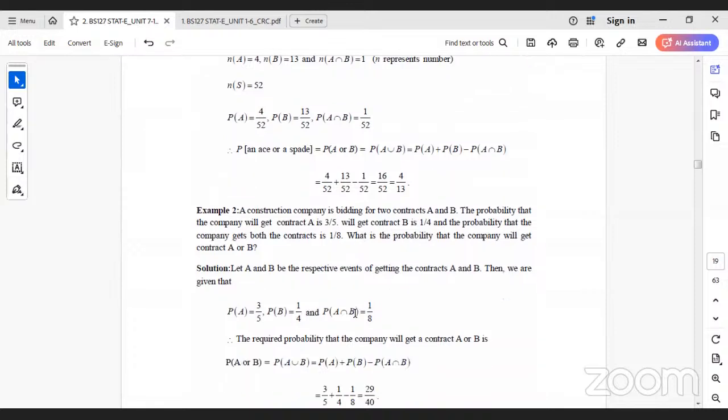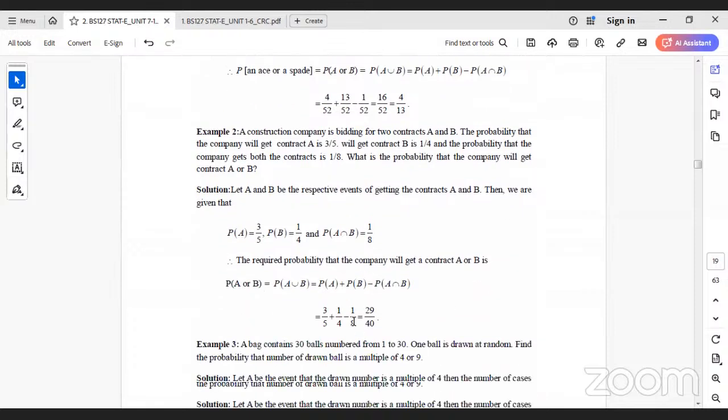Let A and B be the respective events of getting contracts A and B. We are given that P(A) is equal to 3 by 5, P(B) is equal to 1 by 4, and P(A intersection B) is equal to 1 by 8. P of A or B, P of A union B, is equal to P of A plus P of B minus P of A intersection B. What is the value? Tell me. 3 by 5 plus 1 by 4 minus 1 by 8. How much? 29 by 40 is correct.